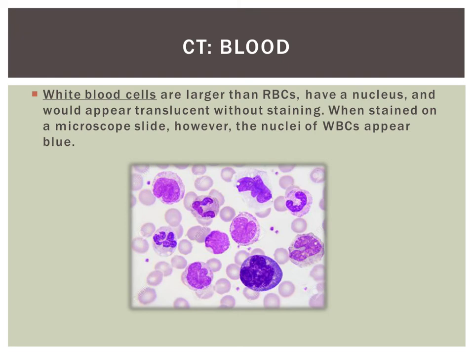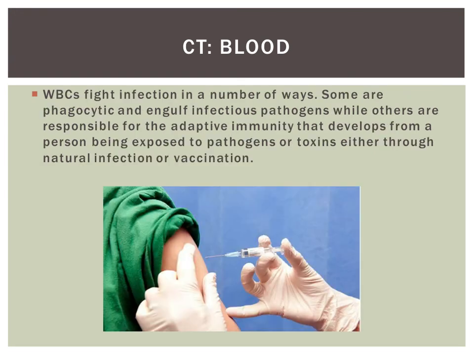White blood cells, we said, were larger than erythrocytes. They have a nucleus and appear translucent unless we stain them, so we wouldn't be able to see these without staining. The nuclei of white blood cells will appear blue once stained. So you can see those here. There are a lot of those, and how much larger they are than the red blood cells.